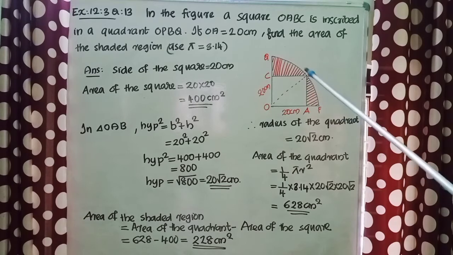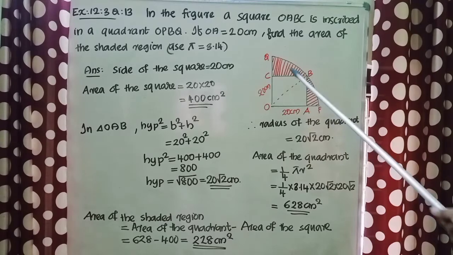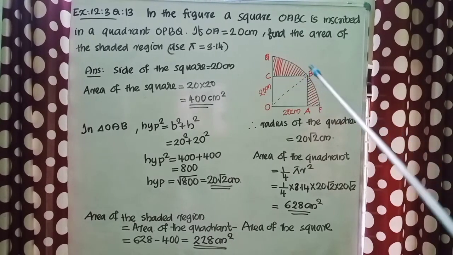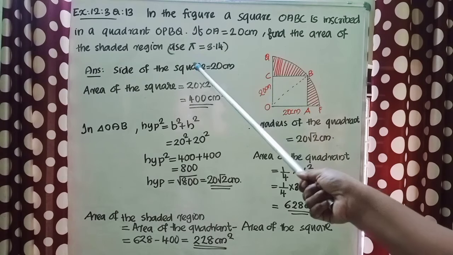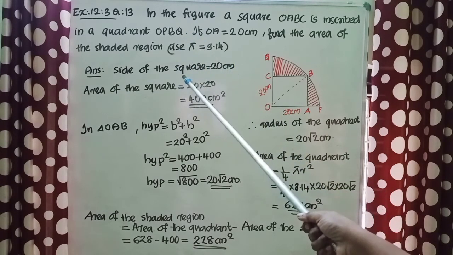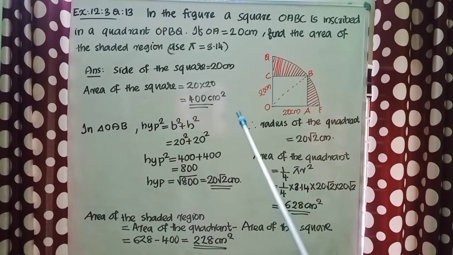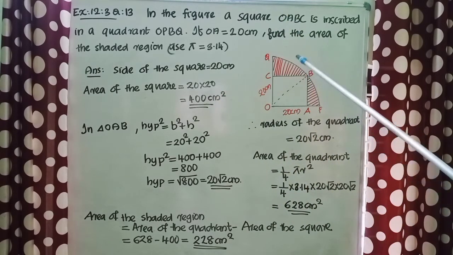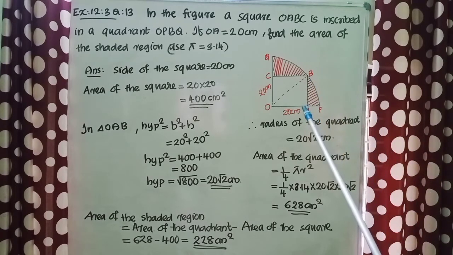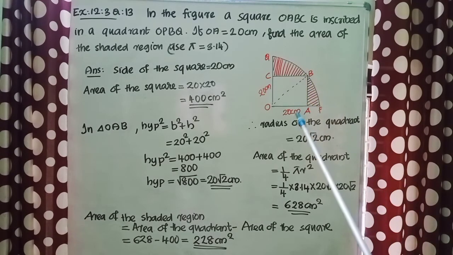It is clear from the figure, area of shaded region equals area of this quadrant minus area of the square. Here it is given side of the square is 20 centimeter. So area of square equals side into side, 20 into 20 equals 400 centimeter square. Now we need to find out the area of the quadrant. To find the area of the quadrant, we have to find out the radius. It is not given in the question.